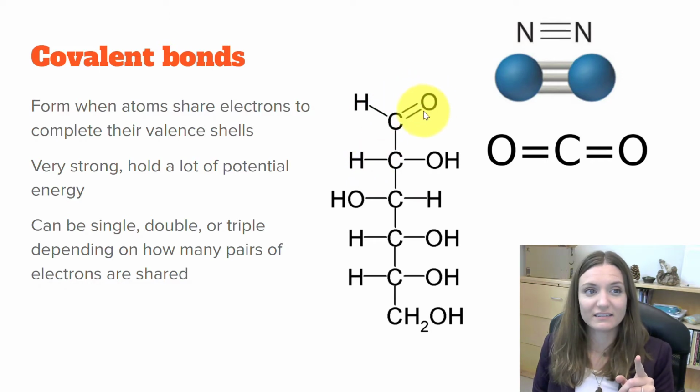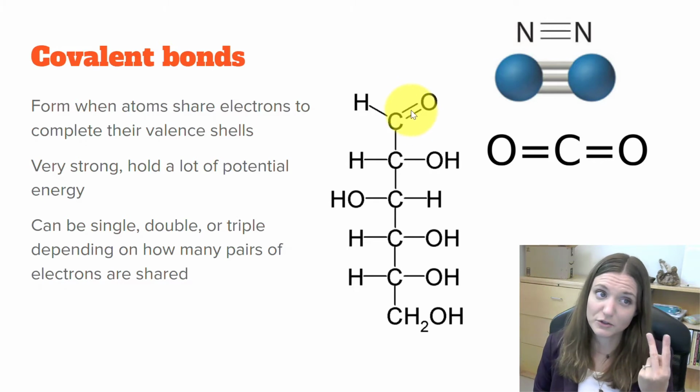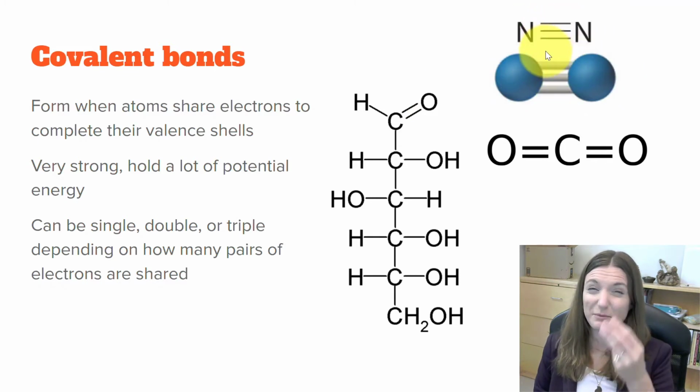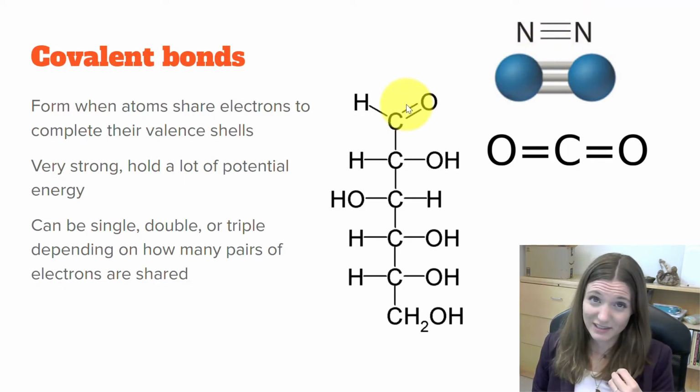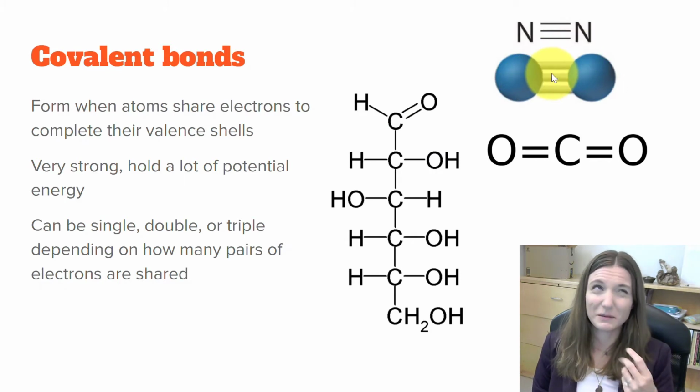Whereas over here in our glucose molecule, right here between carbon and oxygen, there's 2 lines. Those 2 lines, that double line represents a double bond, which means that there are 2 pairs of electrons being shared between carbon and oxygen right here. And over here in nitrogen, 1, 2, 3 lines between the 2 nitrogen atoms, so it means they're sharing 3 pairs of electrons. So the more pairs of electrons that are being shared, the more energy is being stored in that bond, and that means that the more energy it takes to break up that bond.